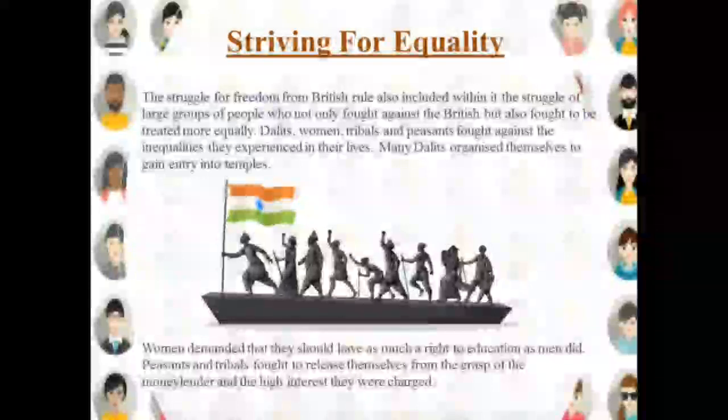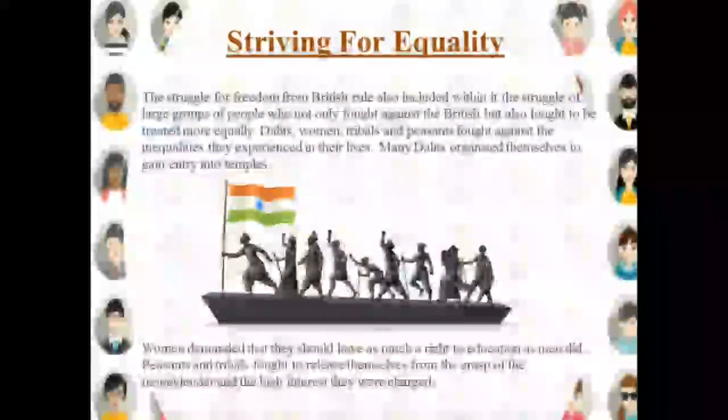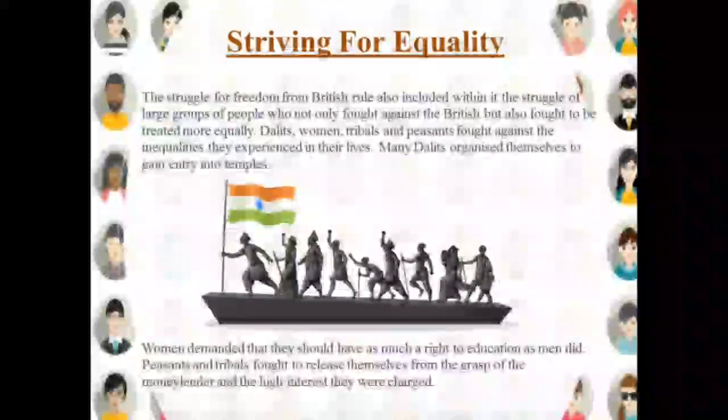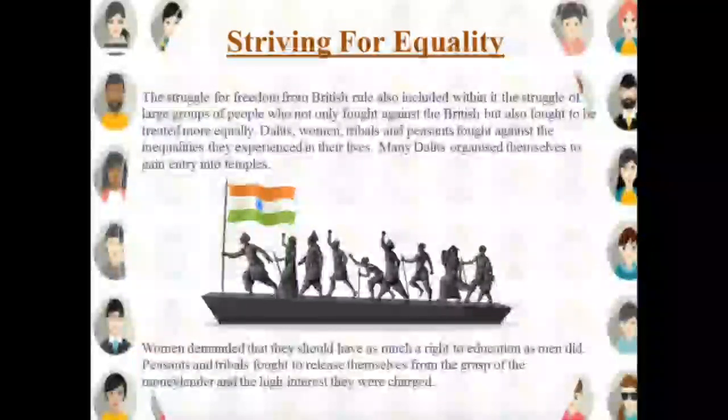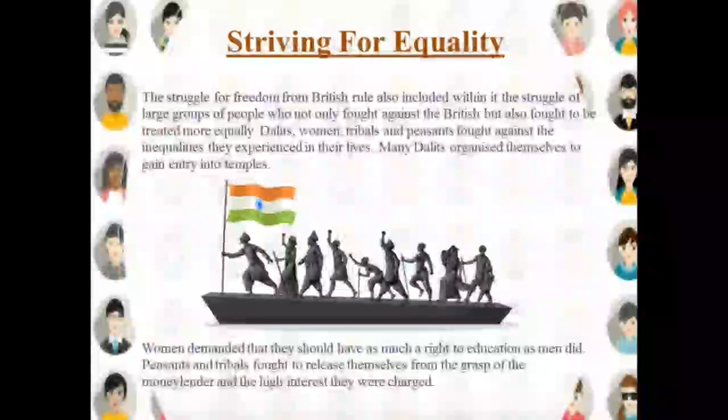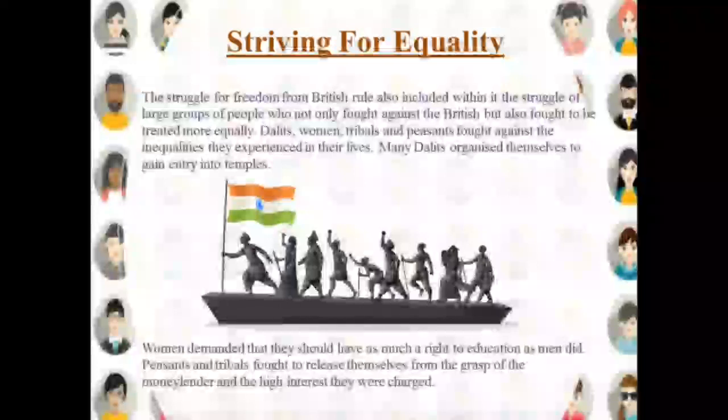Striving for equality. The struggle for freedom from British rule also included within it the struggles of large groups of people who not only fought against the British, but also fought to be treated more equally. Dalits, women, tribals, peasants fought against the inequalities they experienced in their lives. Many Dalits organized themselves to gain entry into the temples. Women demanded they should have as much right to education as men did. Peasants and tribals fought to release themselves from the grasp of the moneylender and the high interest they were charged.